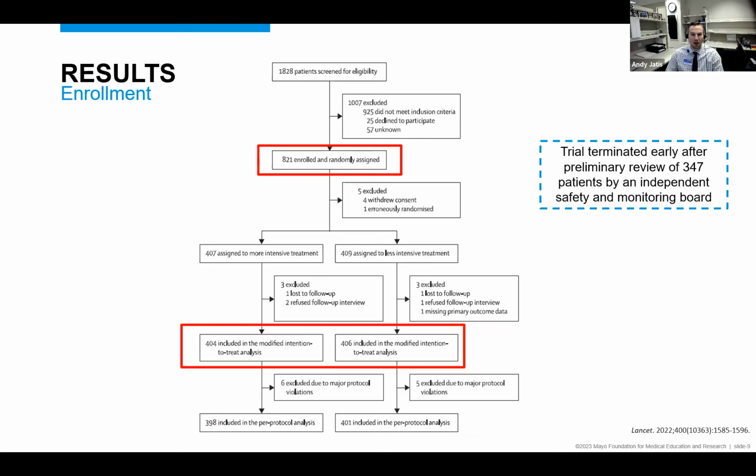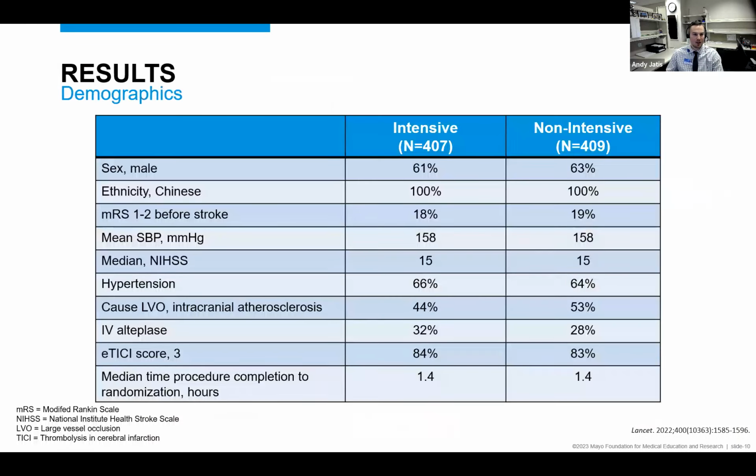Unfortunately, from an enrollment standpoint, the trial was terminated early, of course, good for patient safety, but this was due to the Independent Safety and Monitoring Board taking a quick review at the results and deciding that the results could no longer support the trial going on. So then that left us with our smaller than anticipated sample. As a reminder, our sample size was expected to be 2,257 patients.